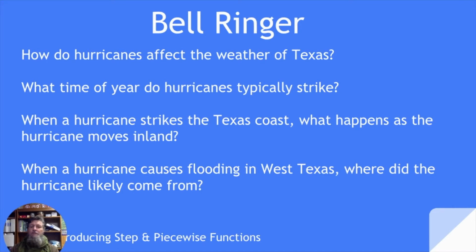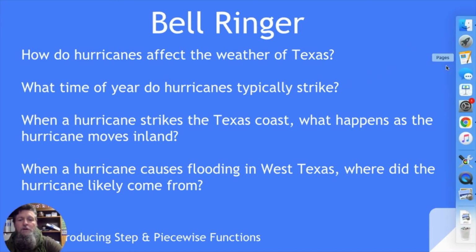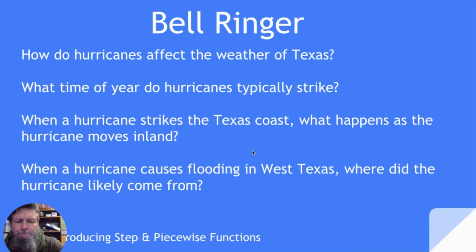And when a hurricane causes flooding in West Texas, where did the hurricane likely come from? The Gulf Coast, of course. So those questions are pretty simple. Objective answers, really, but that's pretty much it.